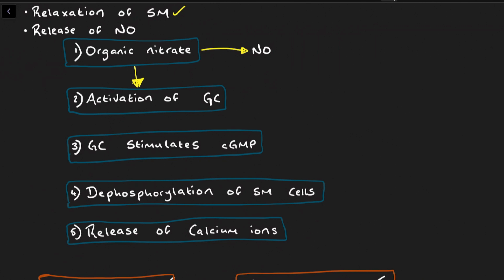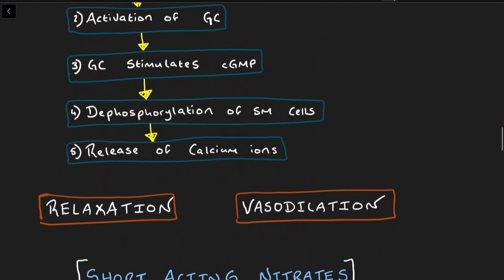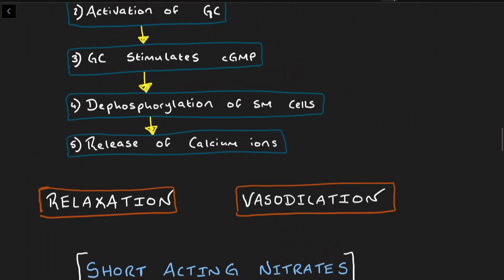Guanylate cyclase then stimulates cyclic GMP, which then dephosphorylates the cells of the smooth muscle and releases the calcium ions. The release of calcium ions then results in the relaxation of the smooth muscle cells and thereby vasodilation.